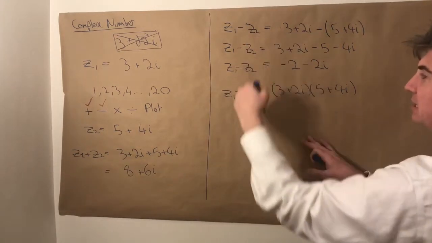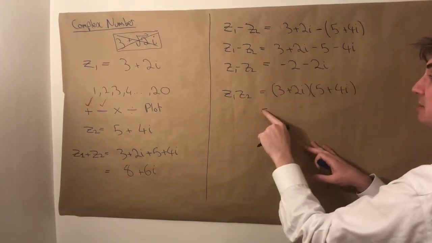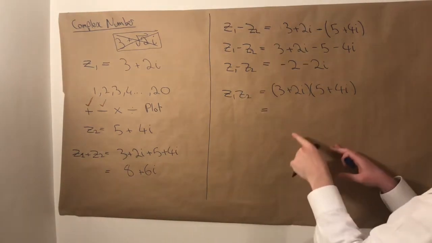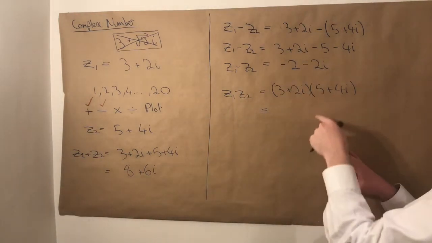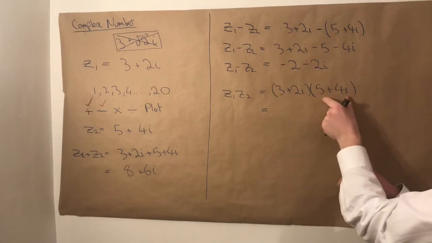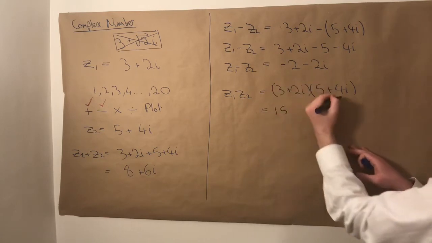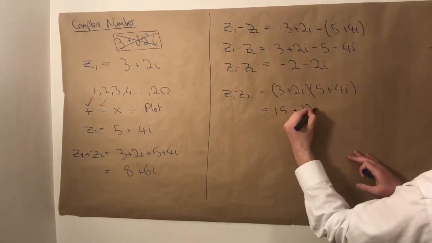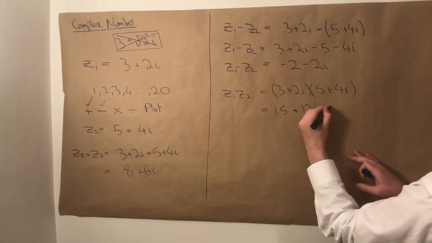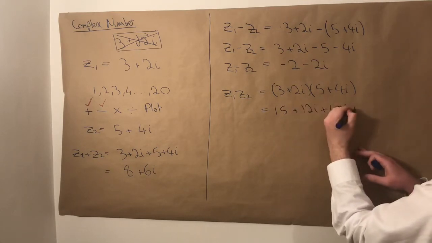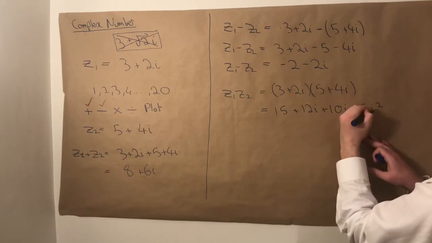I'm not going to write all these out again, I'll just put an equals there. So this equals means that it's equal to that, and so on and so forth. To multiply this thing by this thing, each thing in here has to multiply each thing in there, so it's going to be 3 by 5 is 15, 3 by 4i is 12i, 2i by 5 is 10i, and 2i by 4i is 8i squared.